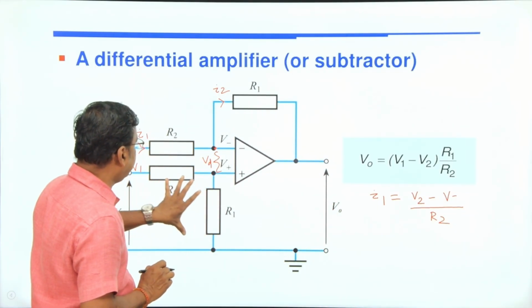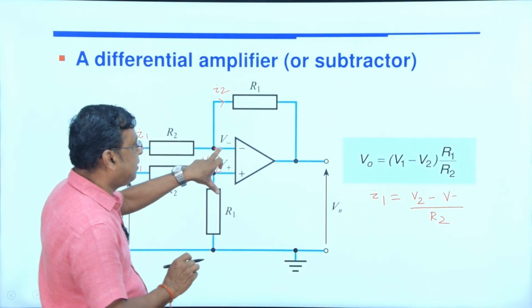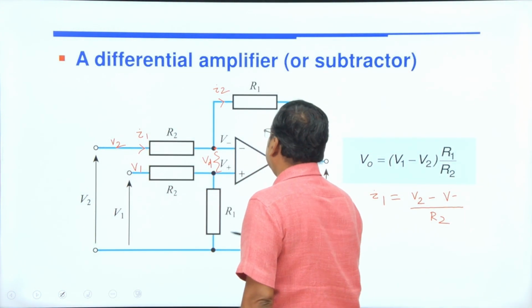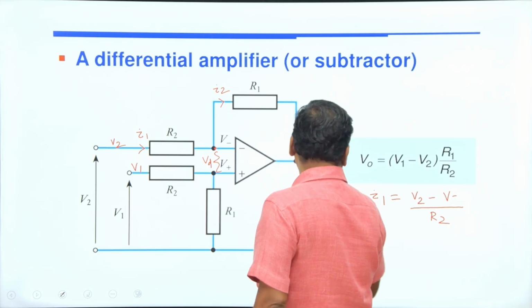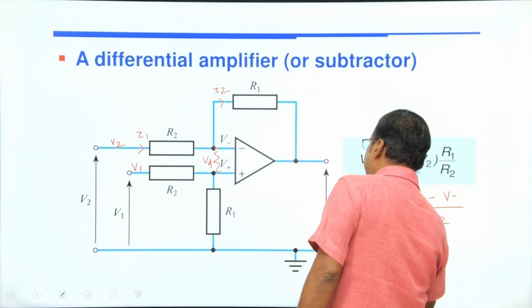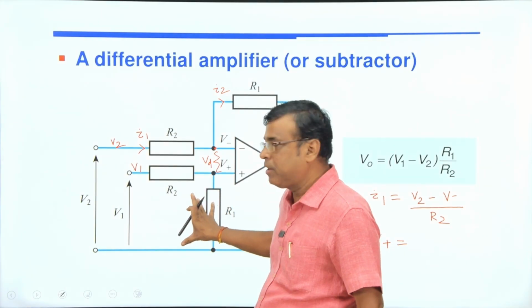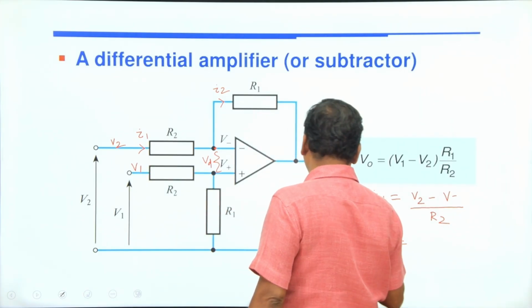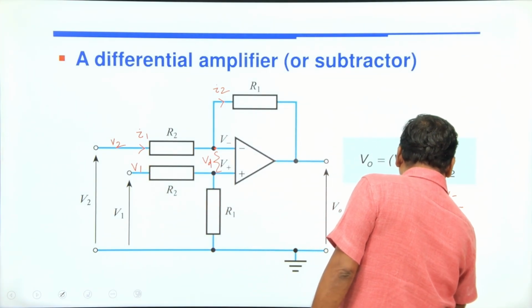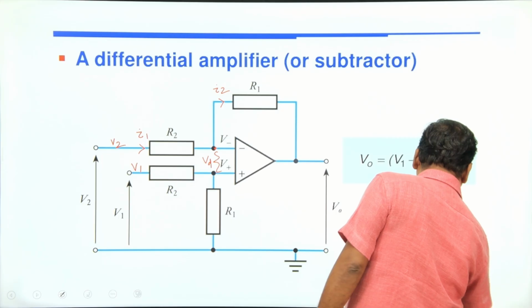Similarly, this voltage is V1. From this is V minus like this, and this voltage is V plus. What is V plus? This voltage you can find by applying the voltage division rule. This voltage is nothing but V1 into R1 by R1 plus R2, if you apply the voltage division rule.